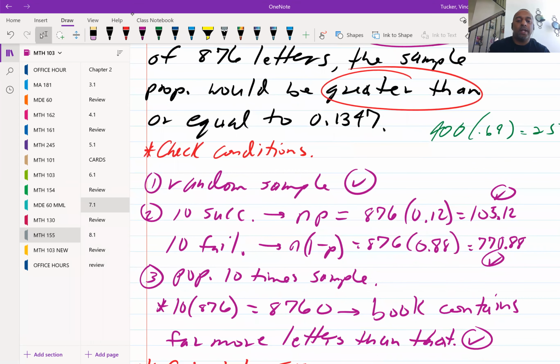All right. And then the last one is the population is at least 10 times the sample size. So 10 times 876 is 8760. So the book contains far more letters than that. They didn't give you a number, but it's easy to assume that your book is going to contain way more than 8,000 or 9,000 letters. Go there and round it up.